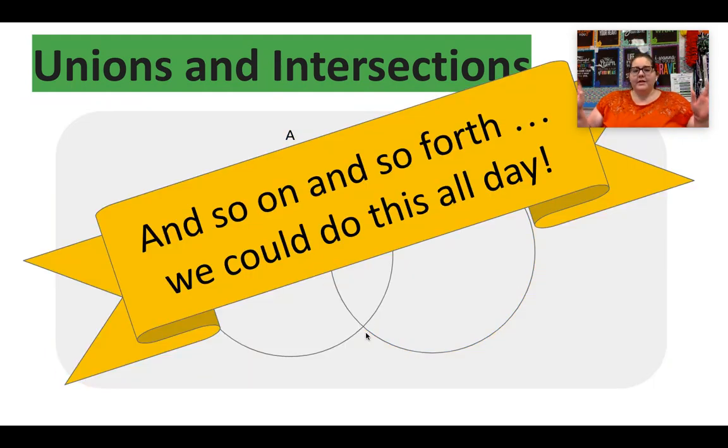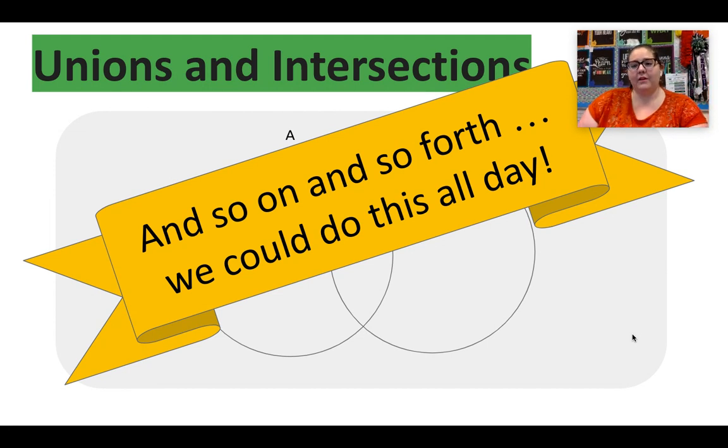So we could play with this all day and look at all kinds of different probabilities in that Venn diagram, but hopefully that gives you a little bit more of an idea of what we mean by the and the or, the union and the intersection, but also some of that notation and those symbols that we use.